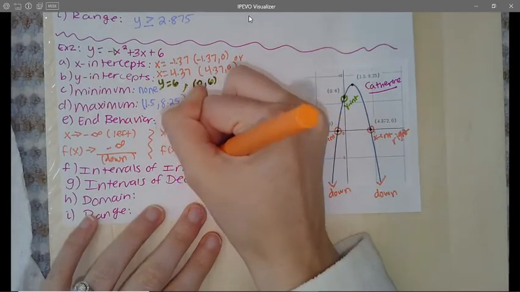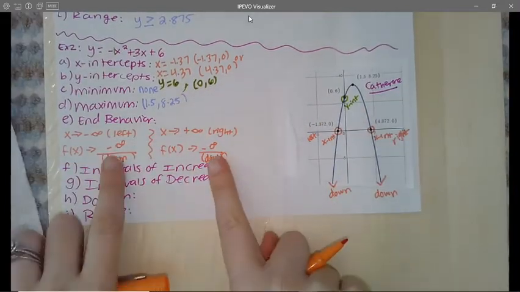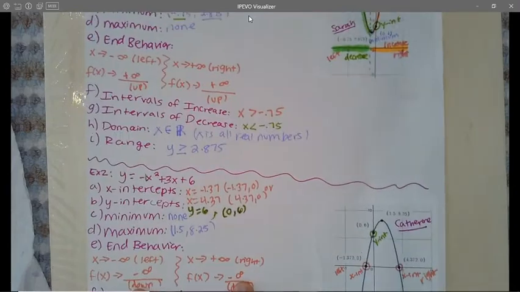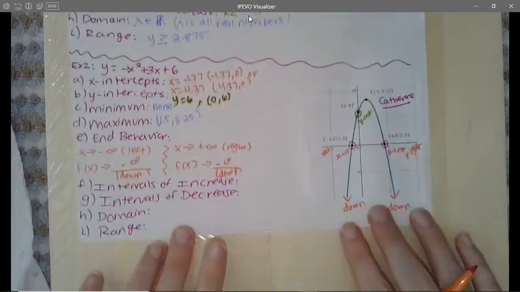Which, since we have a parabola, the arrows either both point up or both point down. So they'll either both be negative infinity, or like in example 1, they'll both be positive infinity. So just keep that in mind.